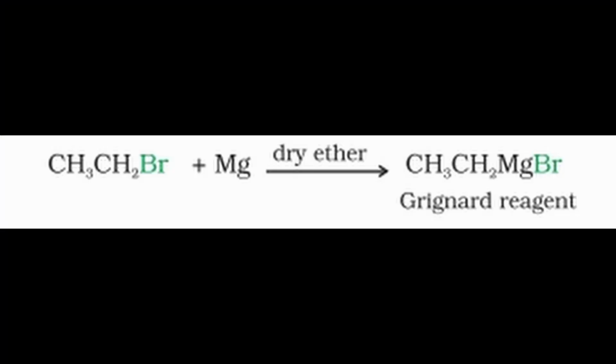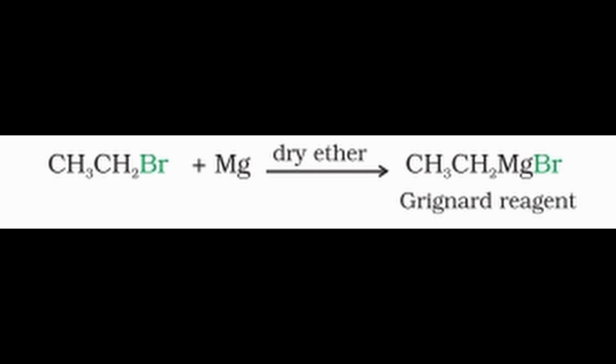Will they react with metals? Yes, most organic chlorides, bromides and iodides react with certain metals to give compounds containing carbon-metal bonds. Such compounds are known as organometallic compounds. One such compound is alkyl magnesium halide, referred to as Grignard reagent. These reagents are obtained by reaction of haloalkanes with magnesium metal in dry ether.